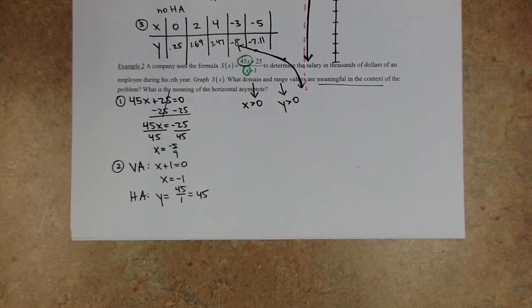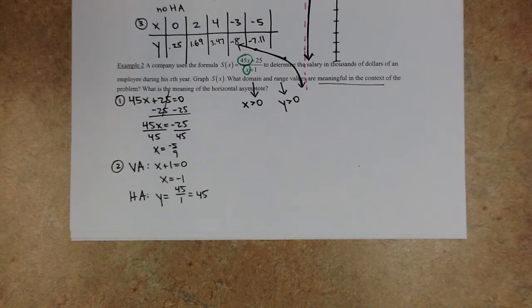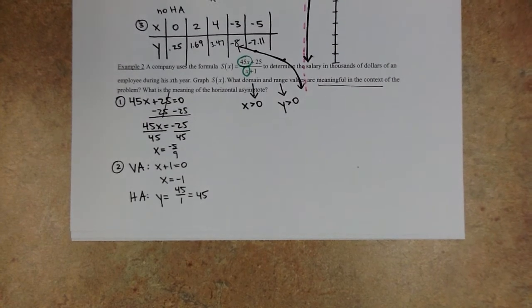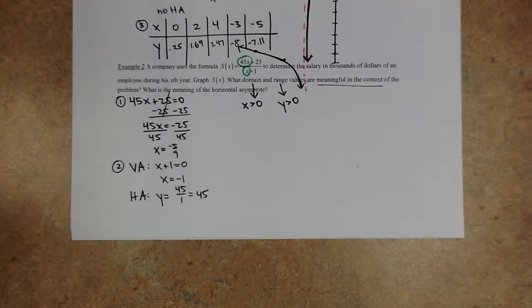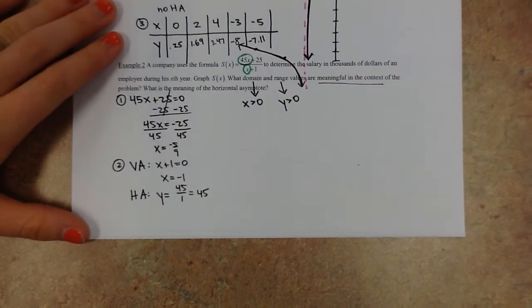All right, so what this means is that the horizontal asymptote is 45, so you're going to get closer and closer to 45 but never hit it. So it makes it sound like maybe that's their top salary rate that you're never actually going to hit. So it's like a salary cap, I guess, which is not a very high salary cap. But let's plot some things anyway, all right?